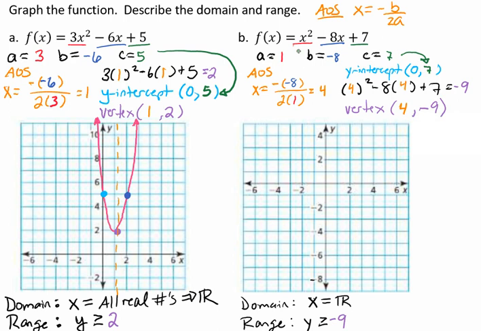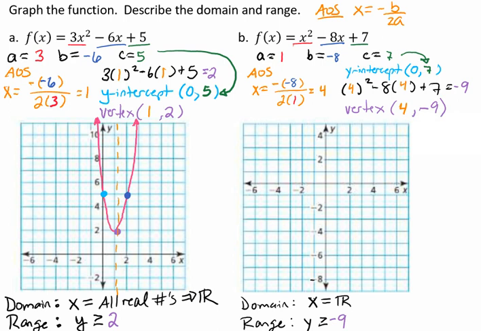So we find that we have an axis of symmetry of 4. When we plug that in, we get a value of negative 9, giving us a vertex of 4, negative 9. Our y-intercept is 0, 7. Now we know that our domain is going to be all real numbers, and that our range is going to be y is greater than or equal to negative 9. I know it's going to be greater than because my a value here is positive, meaning my graph is going to open up, giving me a minimum, just like it did on letter A.